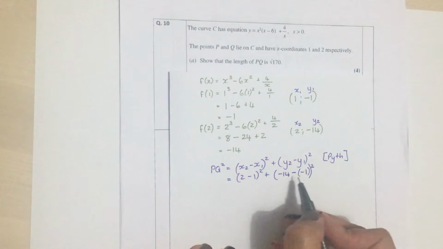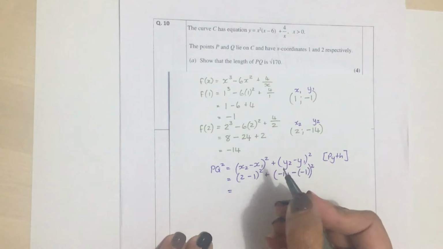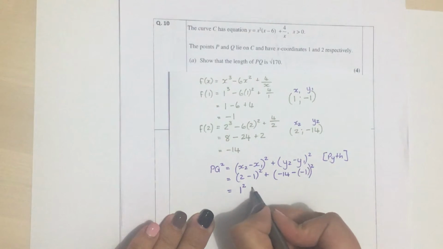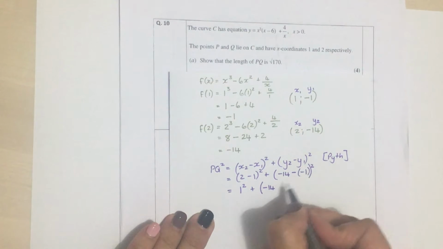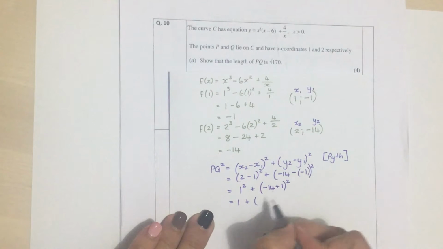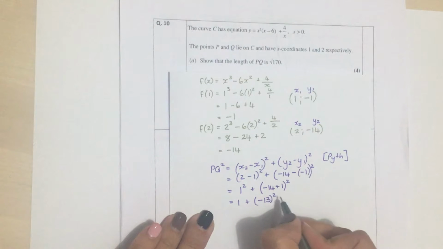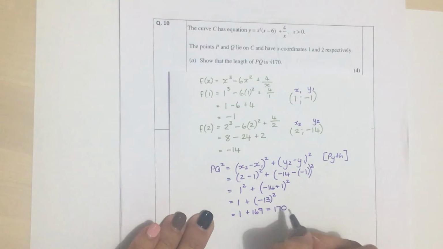Right, now please be careful. There's a lot of negative signs here. There's a lot of brackets. Rather take it step by step than rushing it and make a mistake with your signs. So 2 minus 1 is 1 squared, plus, keep the bracket for now, negative 14, minus a negative 1 gives you plus 1, squared. Right, we've got 1 squared is 1, plus, inside the bracket we've got minus 14 plus 1 is negative 13 squared. If we square that, we get 169, which gives us 170.